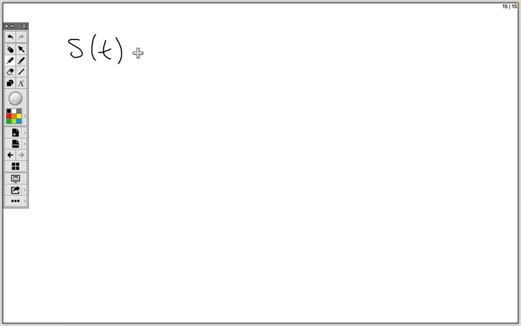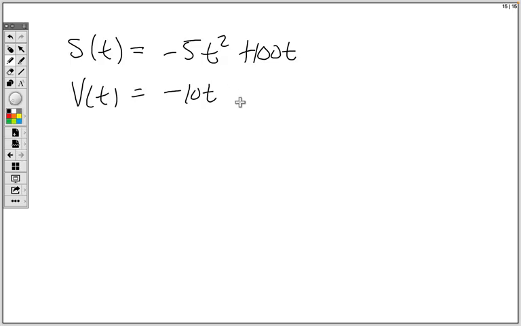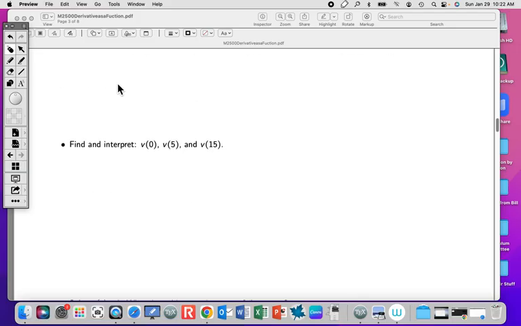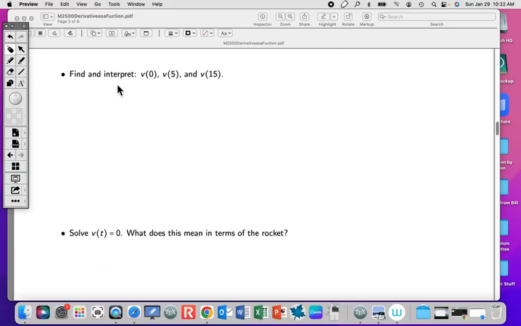So my s of t was minus 5t squared plus 100t. And now my velocity v of t is minus 10t plus 100. So now we're going to use that in later parts of the problem. Find and interpret v of 0, v of 5, and v of 15.